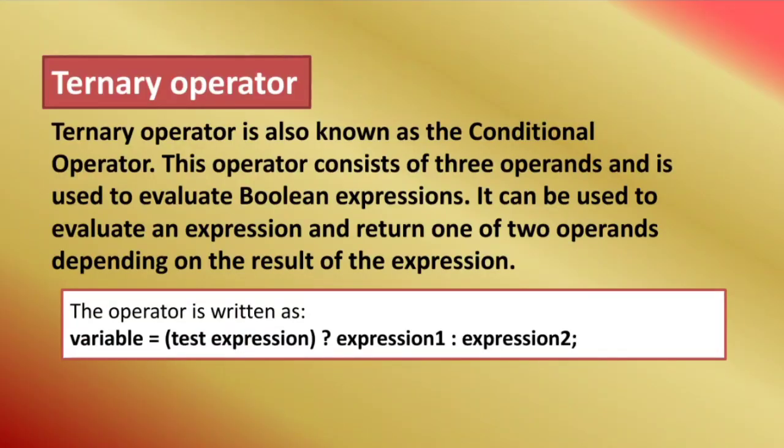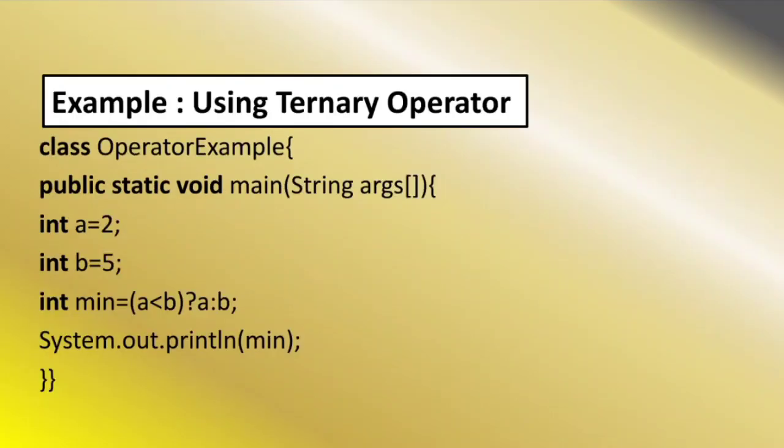Then we come to the ternary operator. The ternary operator is also known as the conditional operator because it takes 3 operands for calculation. You see the example given here: test condition, expression 1 and expression 2. In this statement, if the condition is true, it evaluates expression 1. If the condition is false, it evaluates expression 2.